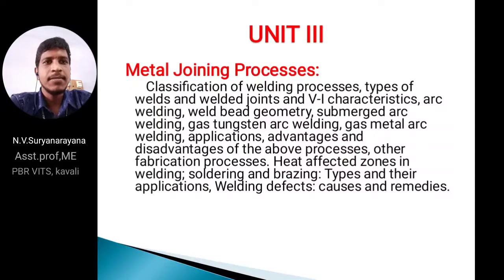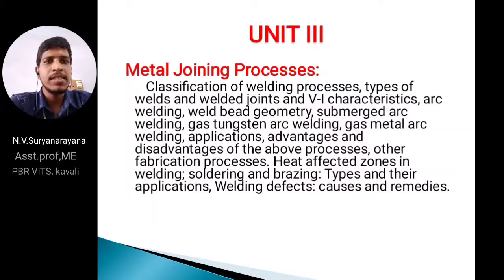And next, unit 3. Unit 3, metal joining process. Joining, we already know that two similar or dissimilar metals are joined by using the welding process. In this unit we will discuss what the joining processes are, like gas welding, arc welding and different types of welding. And next, soldering and brazing.